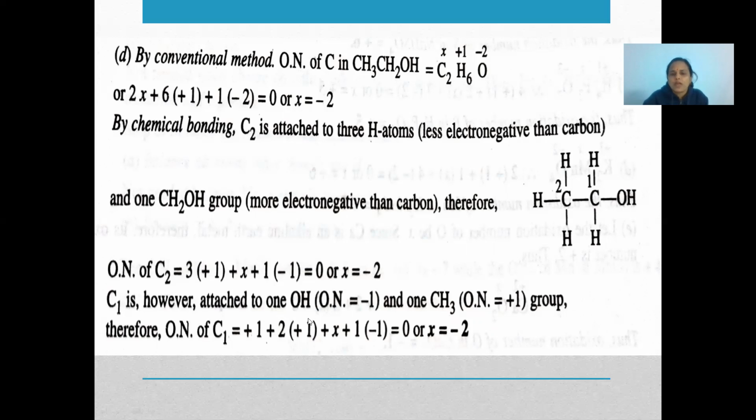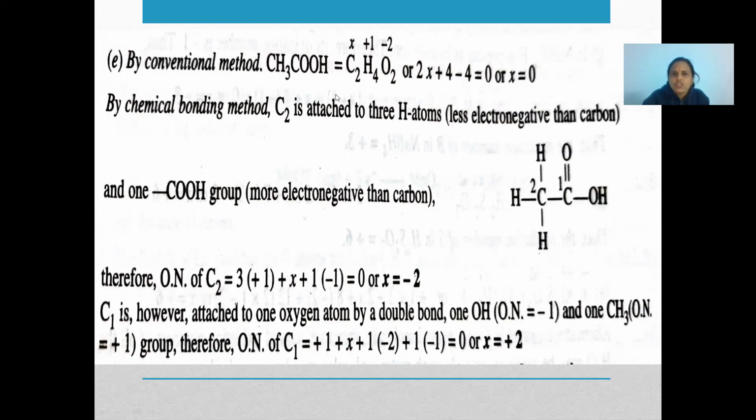C1 is attached to one OH group whose oxidation number is -1, and one CH3 group whose oxidation number is +1. Therefore, the oxidation number for C1 on calculation comes out to be -2. So this is how you will be calculating. By drawing this structure, you can calculate the oxidation number for each element that is asked.